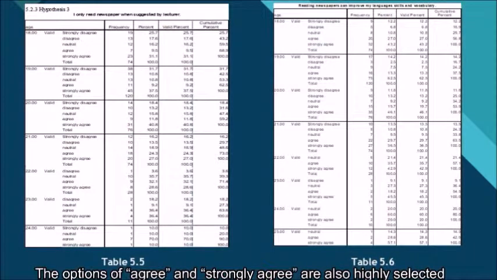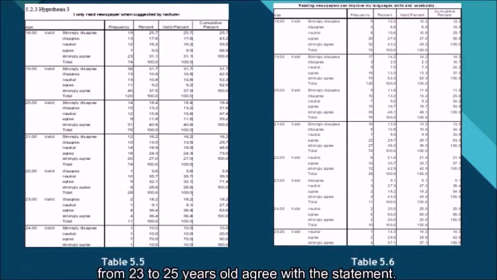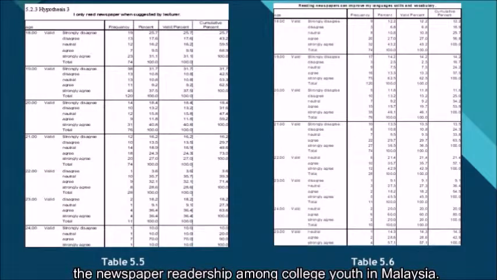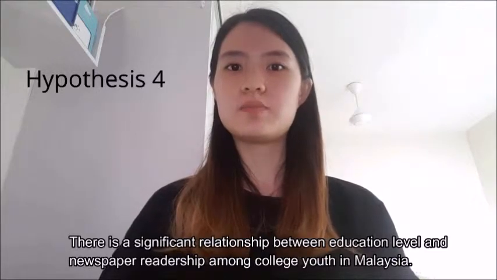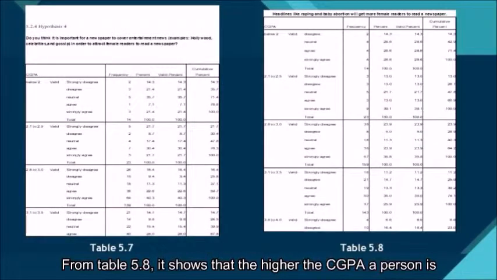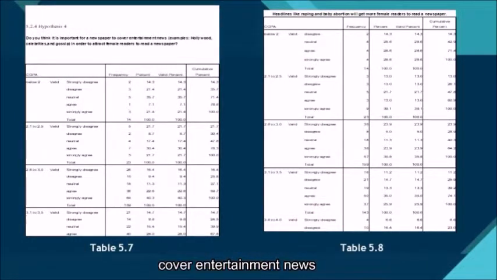The options of agree and strongly agree are also highly selected by students from 18, 20, 21 and 22 years old, whereas there are 21 students from 23 to 25 years old who agree with the statement. Since the result shown is not average, hence there is a significant relationship between age and the newspaper readership among college youth in Malaysia. Hypothesis 4. There is a significant relationship between education level and the newspaper readership among college youth in Malaysia. From Table 5.8, it shows that the higher the CGPA a person has, the more they think it is important for a newspaper to cover entertainment news.